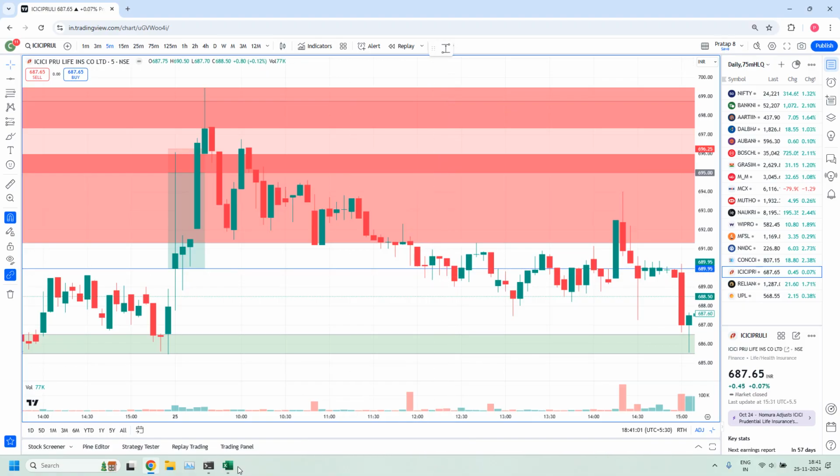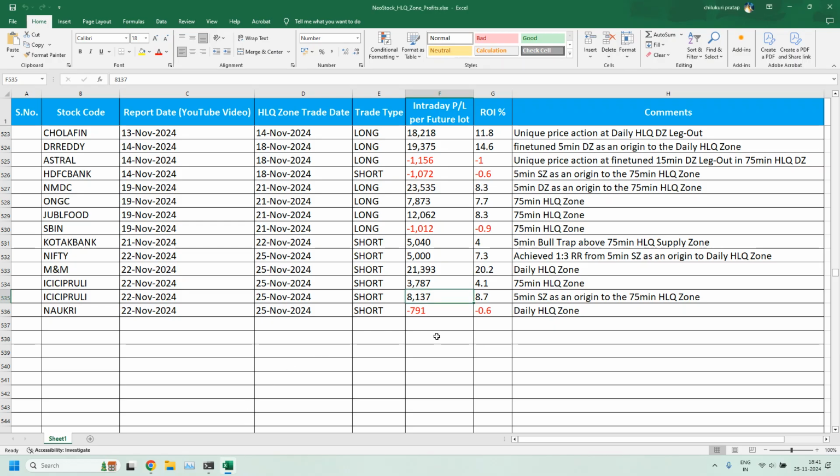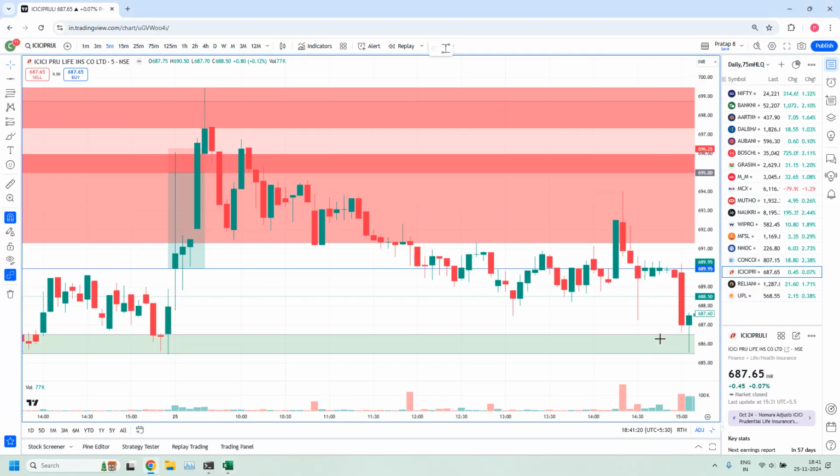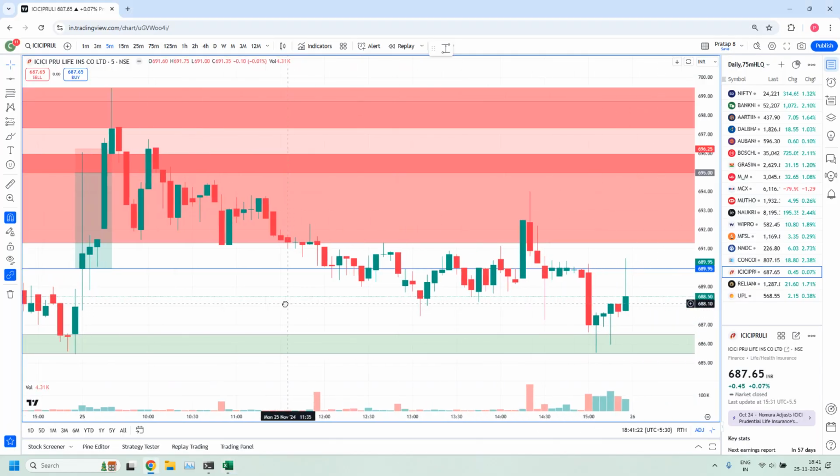Okay, anyway, because it reached the 15 minutes target, till the 15 minutes target it has given 8.7% ROA. This is the 5 minute supply zone as an origin to the 75 minutes HLQ zone. Okay, this is about ICICI Prudential Bank, and one stopped out trade is from Naukri.